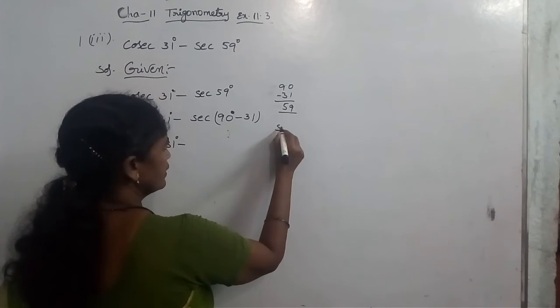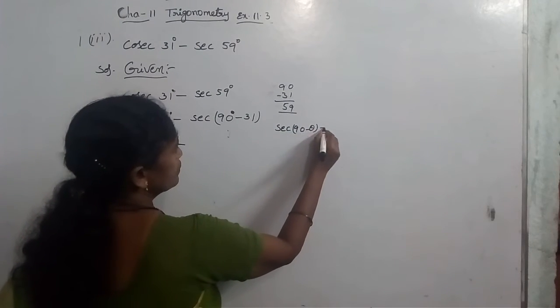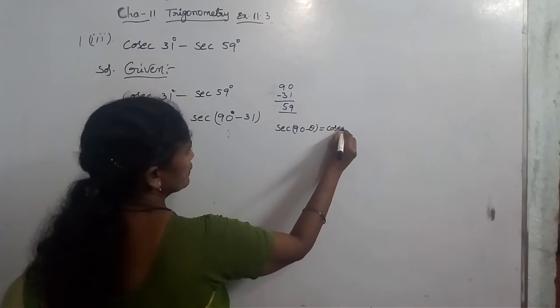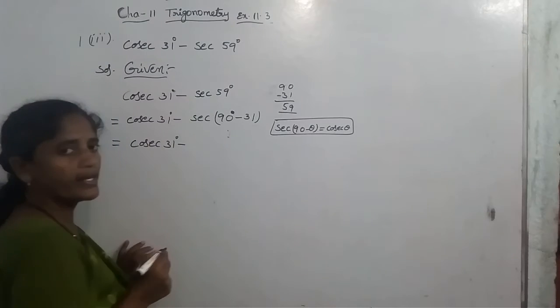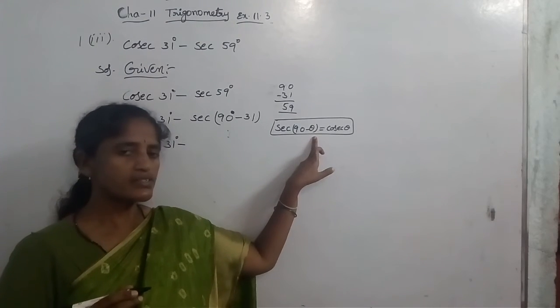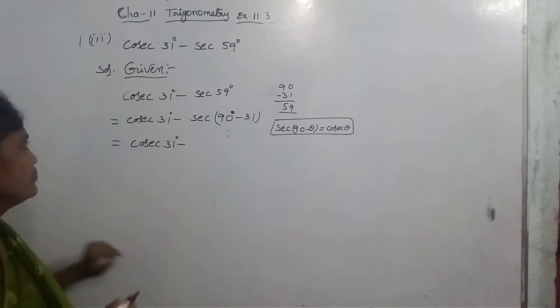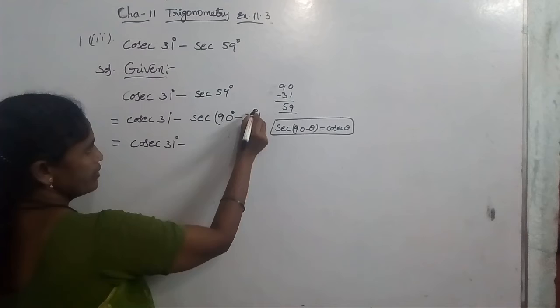Complementary angle formula: secant of 90 minus theta is equal to cosecant theta. What is the formula, beta? Secant 90 minus theta is equal to cosecant theta. This is the complementary angle formula. Secant 90 minus theta: what goes in place of theta?